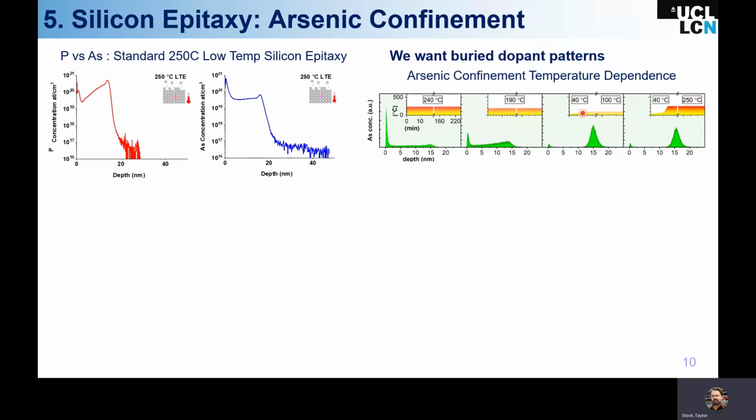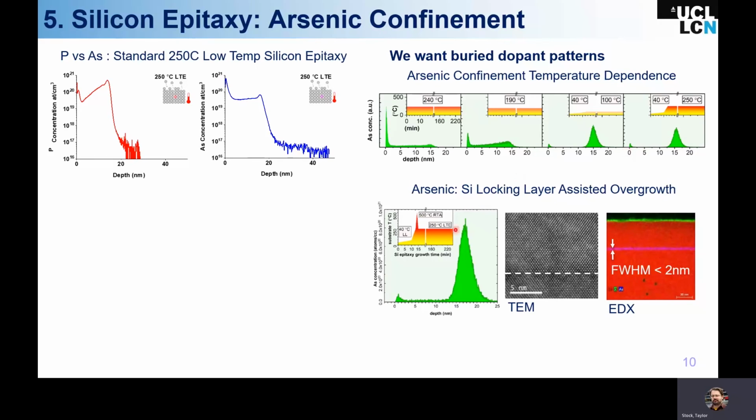But you can adjust the sample temperature during overgrowth and actually suppress this segregation and confine the arsenic at the doping plane. Here we do it with a low temperature throughout the entire growth, but if you use low temperature just at the start and then crank the temperature up, it still works, and we end up with confined dopants in the doping plane. We can fine-tune this and add a rapid thermal anneal just after this low temperature locking layer, which gives us good crystallinity in the overgrowth and maintains the confinement at sub 2 nanometers.